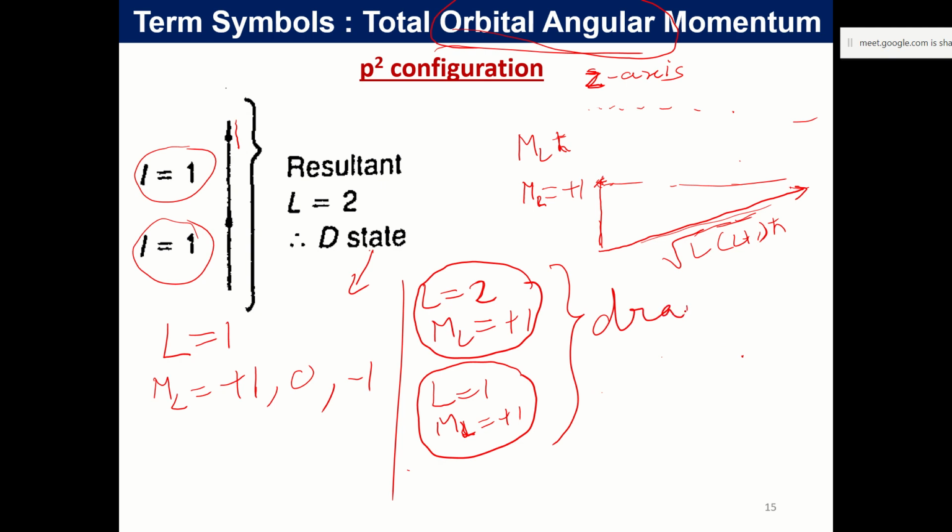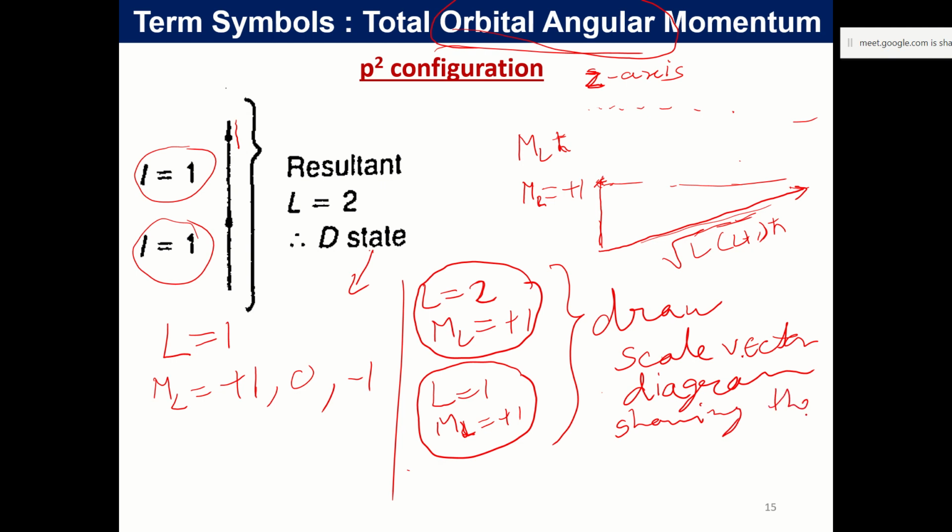Draw scale vector diagram, okay, showing the angle between the two, the angle it makes, the vector makes, the total resultant vector makes with z axis. Okay, understood?